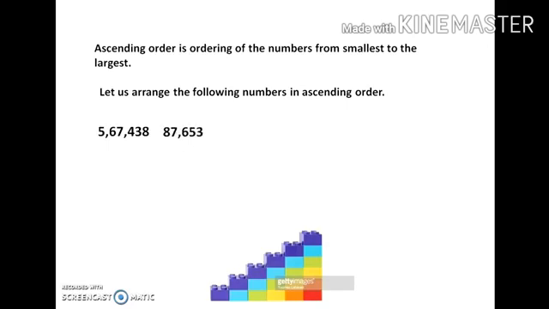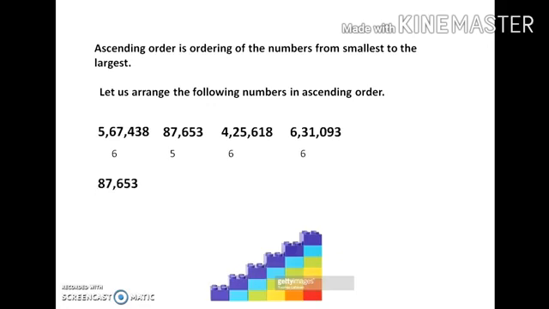5,67,438, 87,653, 4,25,680, 6,31,093. Now let us first count the number of digits in each number. 6, 5, 6 and 6. Now the number with the smallest number of digits is the smallest.